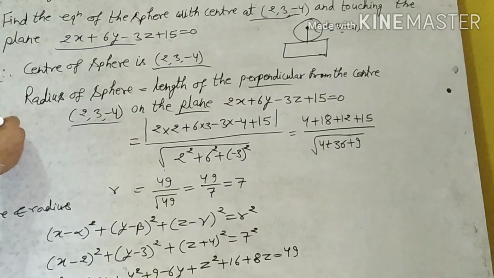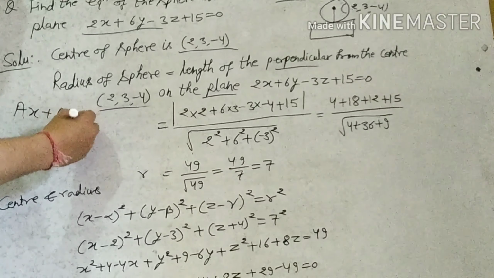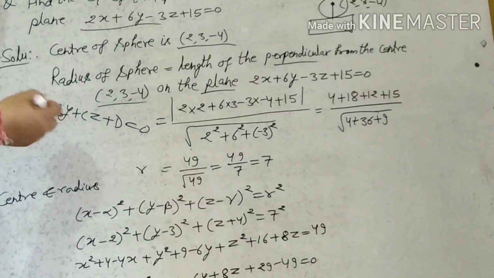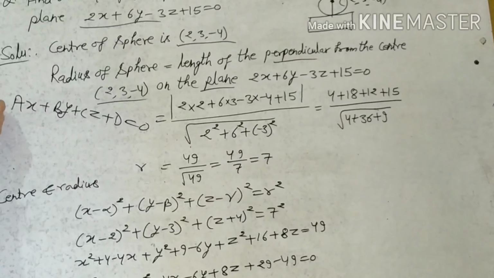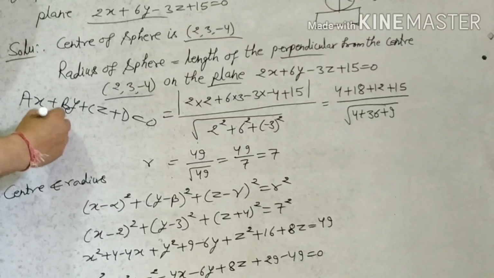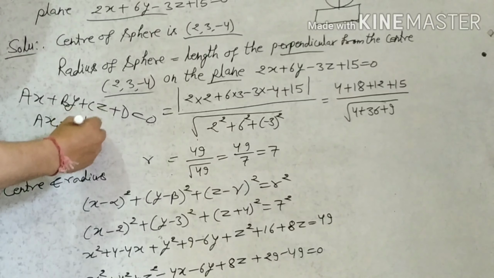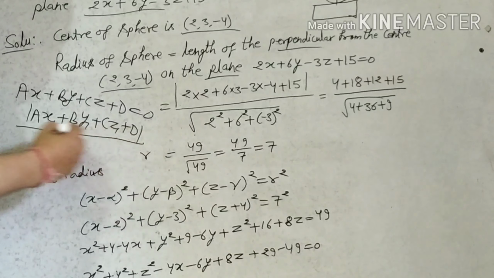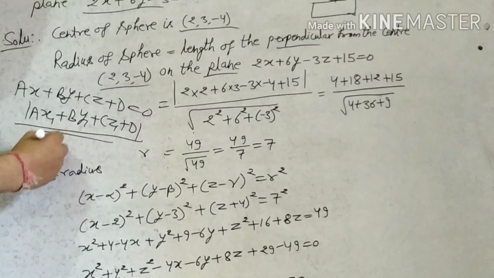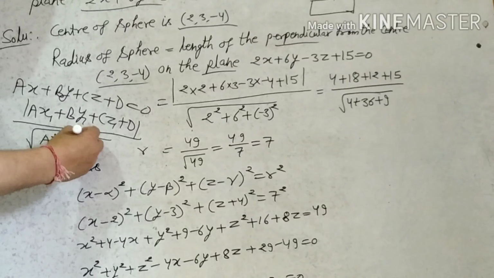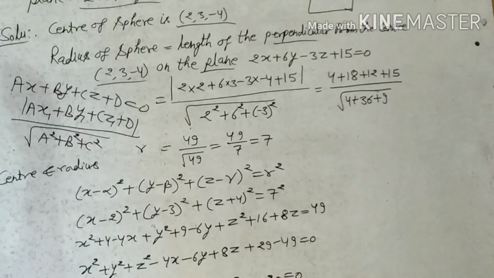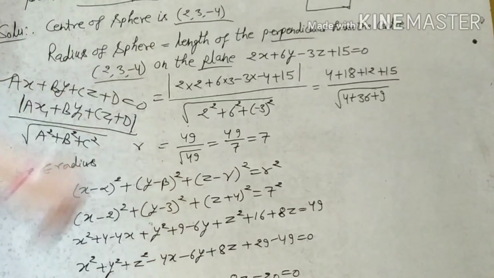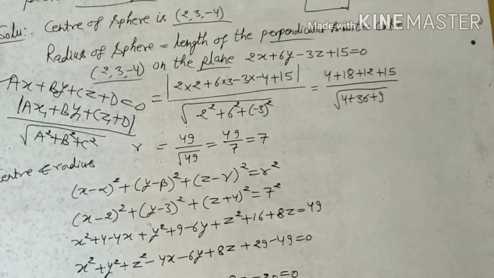If the equation of the plane is of this type, say ax plus by plus cz plus d equal to 0, then the perpendicular distance from the point x1, y1, z1 will be ax1 plus by1 plus cz1 plus d upon the under root of the coefficients of x, y, z, a square plus b square plus c square. It is the perpendicular distance formula from a given point to the plane. It will be a modulus value because distance cannot be negative, so you will put the modulus sign, or you can say absolute value.